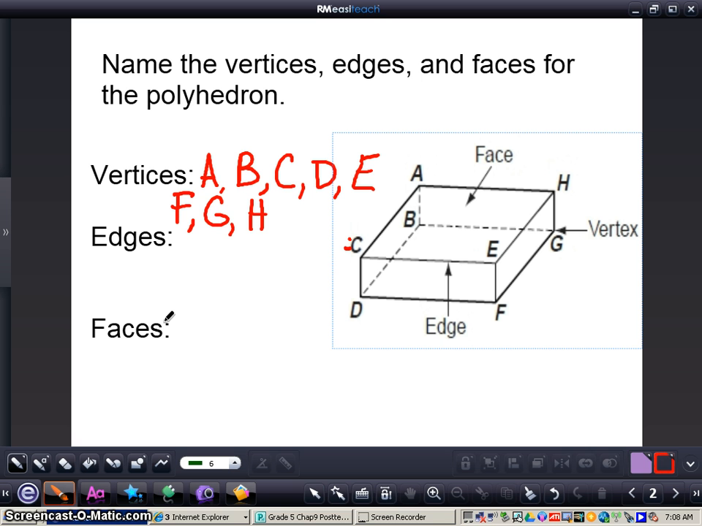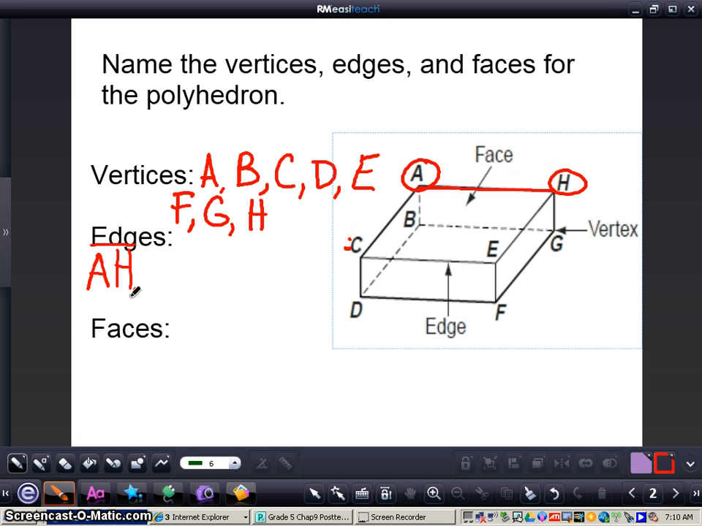So I'm going to look at the vertex of A, and I can see that combining A and H makes an edge right there. So my edge would be AH. And for edges, I will make a line right over top of that, and that's how you properly label an edge.